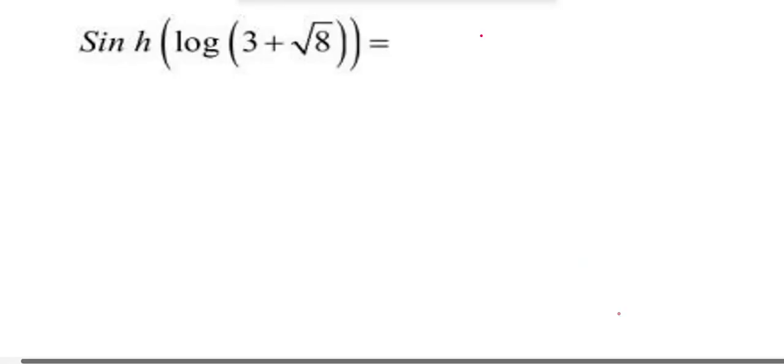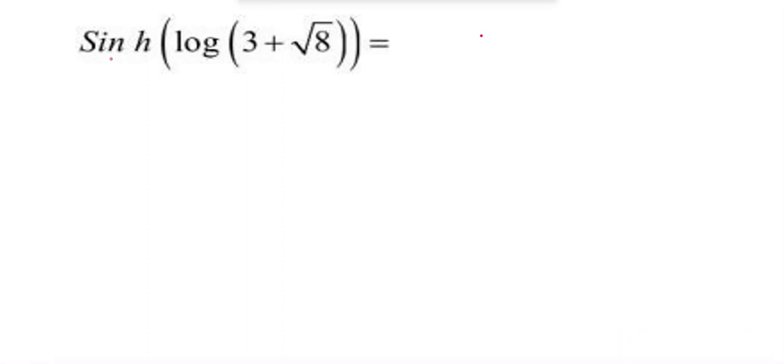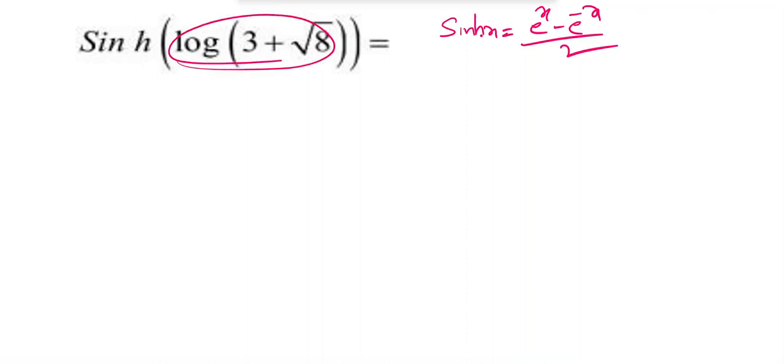This is the next problem from hyperbolic functions, trigonometry. So sin h of log of 3 plus root 8 is, we know that the formula for sin hx is equal to e power x minus e power minus x by 2. Here x value is given, this is x value, log of 3 plus root 8. First we find e power x, that is e power log of 3 plus root 8, that is equal to 3 plus root 8. E power log, this value is cancelled.